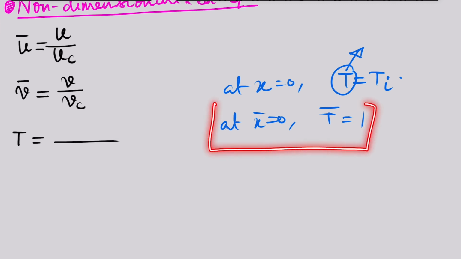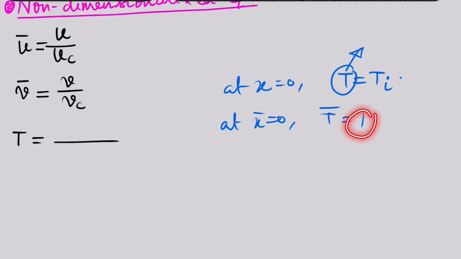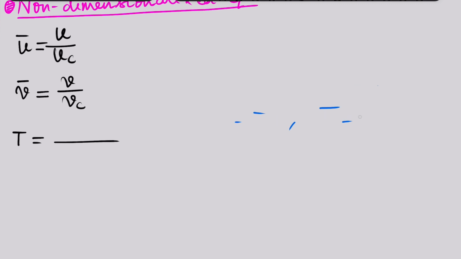That means your boundary condition becomes independent of your actual boundary condition, and it is represented by some simple numbers like 0 or 1. So this has immense significance in terms of mathematical solving. So this should be your primary objective.